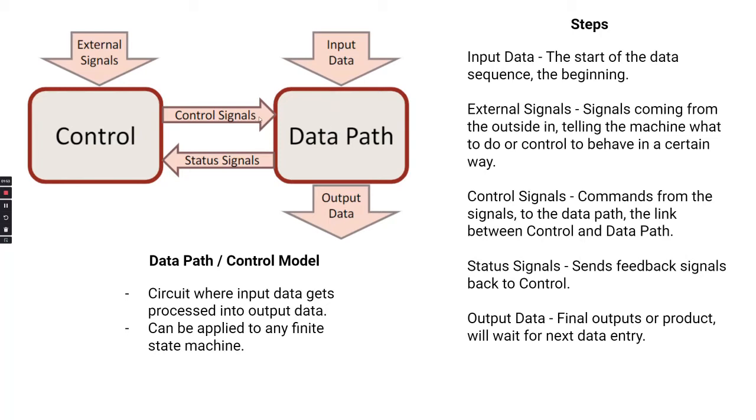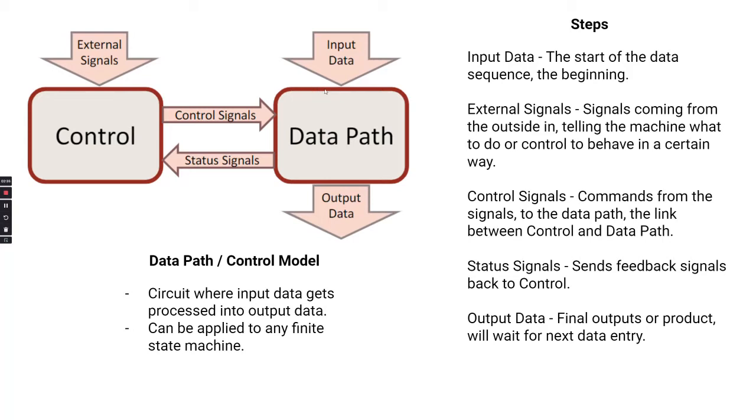These control signals bridge the link between the control and data path. They tell the data path what the external signals want for the input data to do its work to get to the output data. And vice versa, the status signals send feedback back to control. So these two are the link and bridge between the two. Finally, you arrive at your output data, which is your final answer, your final product. From there, it waits until the next input data entries are put in, and this runs in a loop infinitely.